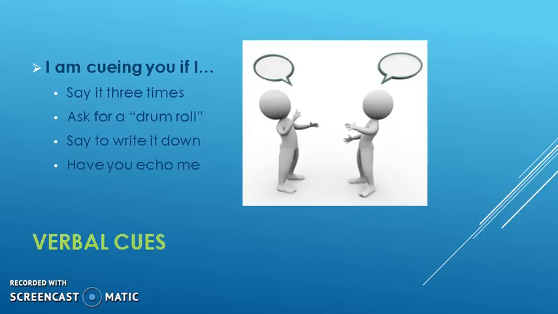Next we have verbal cues. I am cueing you if I say it 3 times, I ask for a drum roll, I say to write it down, or I have you say it back to me, I have you echo me. That is a verbal cue that will allow students to understand your intentions, what information is important, and exactly when those points occur throughout your lecture or your instruction, so that they can follow along in the appropriate, organized, structured manner.